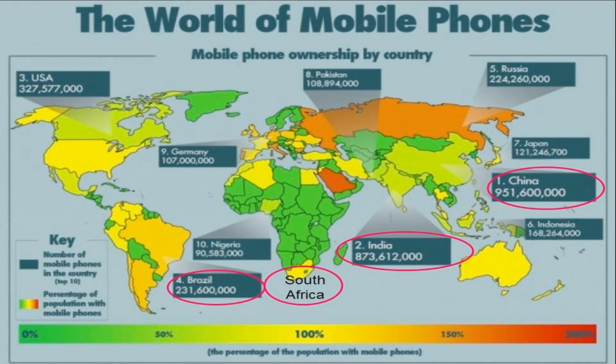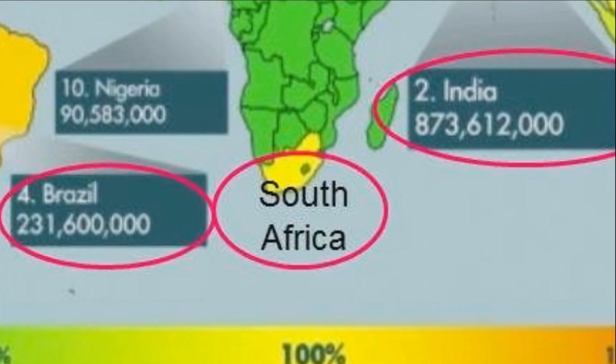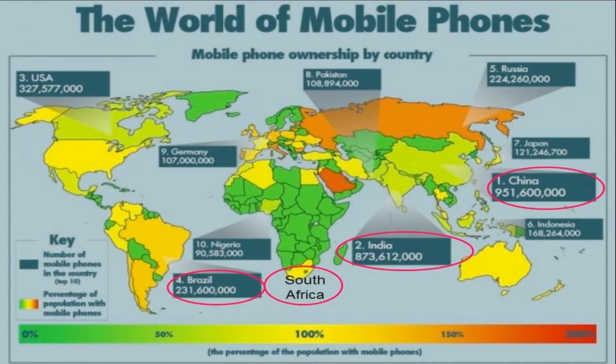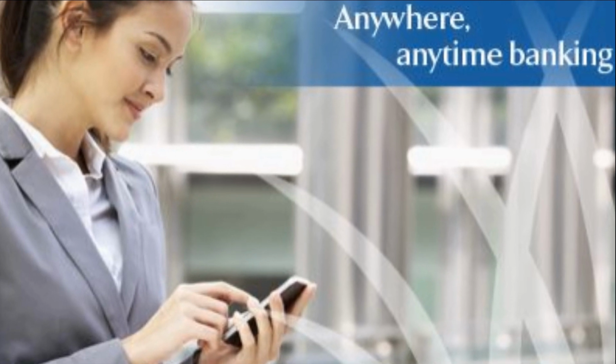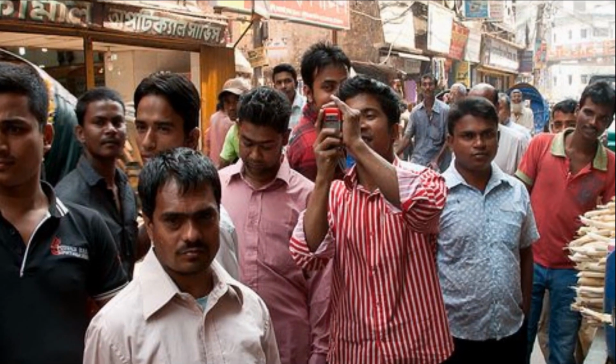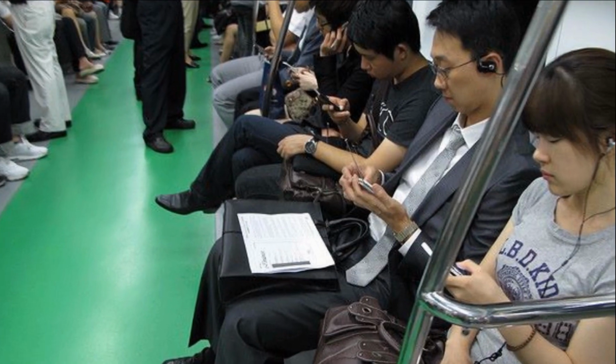This graph shows the mobile phone ownership by countries. As you can see, China, India, South Africa, and Brazil all have a mobile phone penetration of more than 70%. Today, the usage of cell phones is becoming more and more common throughout the world. Out of the world's estimated 7 billion people, 6 billion have access to cell phones.